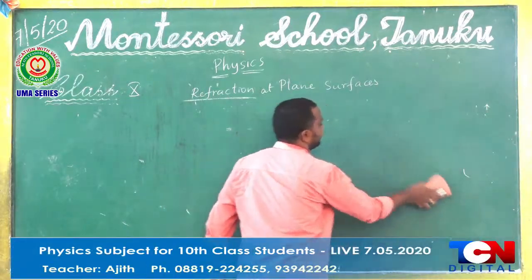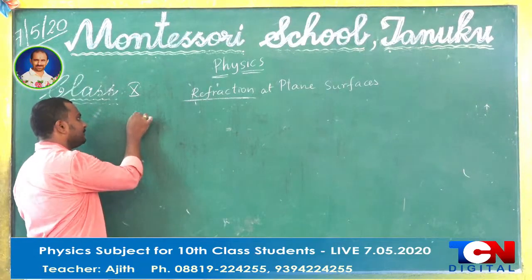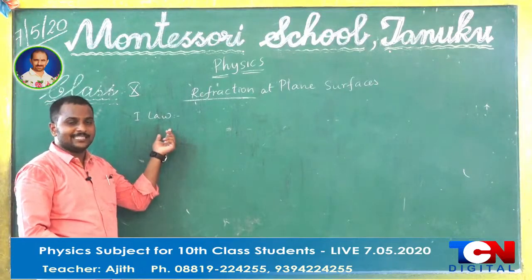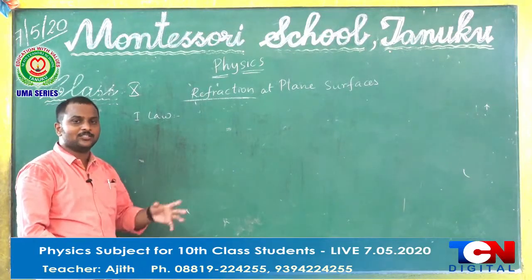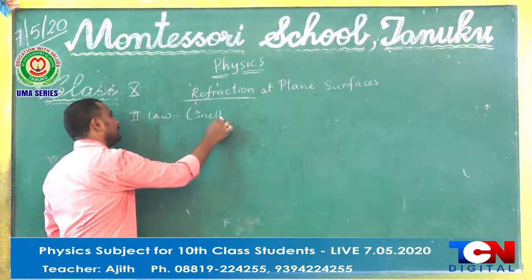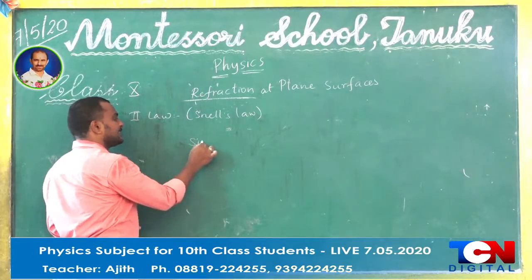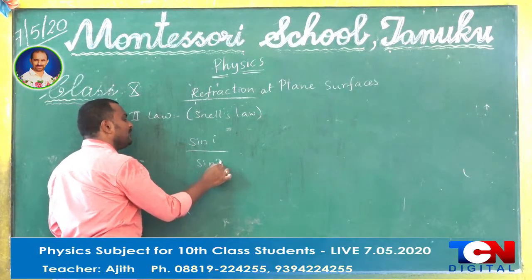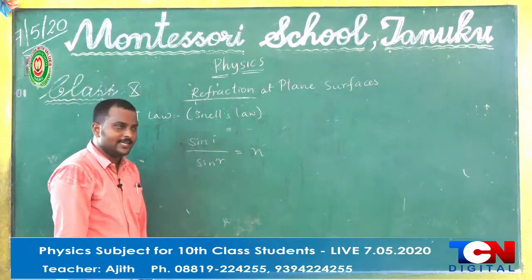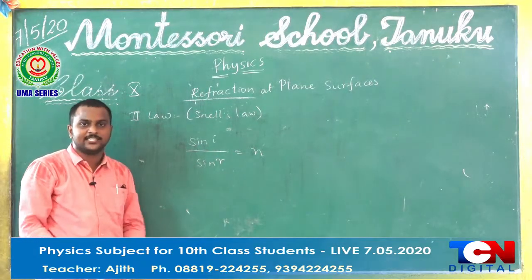Laws of refraction. The light will follow two laws in refraction. The first law we call as the incident ray, the refracted ray, and the normal lie on the same plane. And the second law we call Snell's law. This states that the ratio of sine of angle of incidence and sine of angle of refraction is always constant, and this constant is the refractive index.